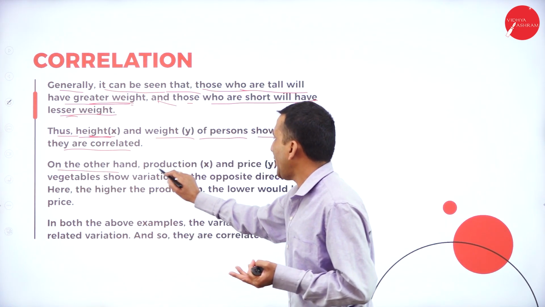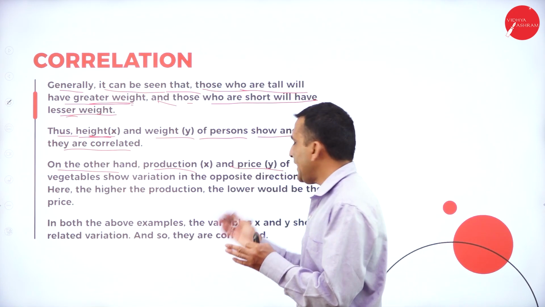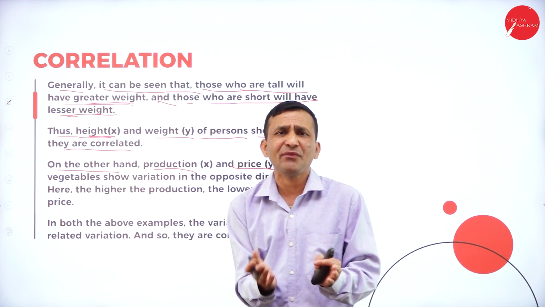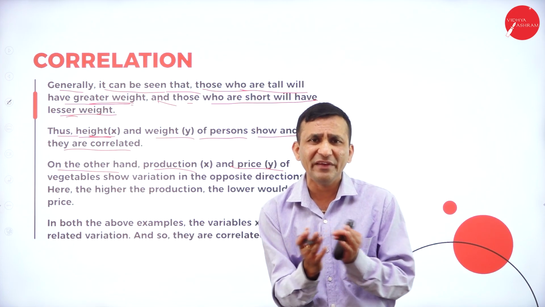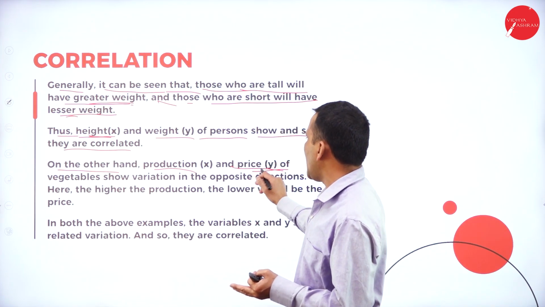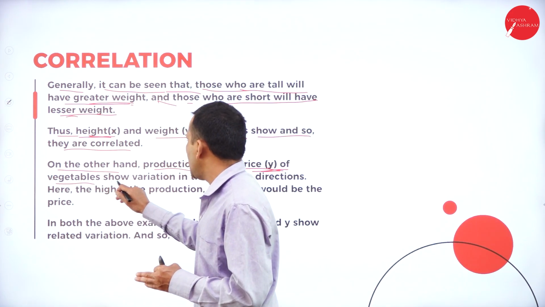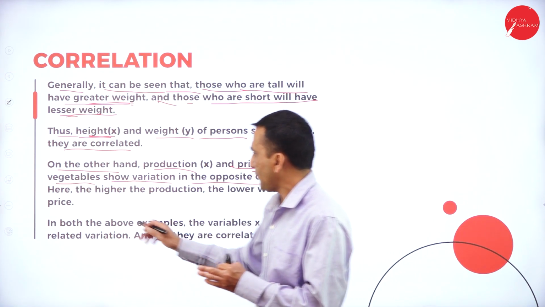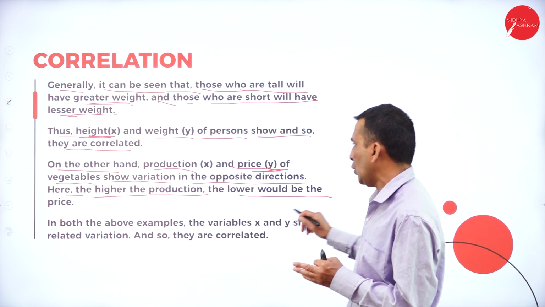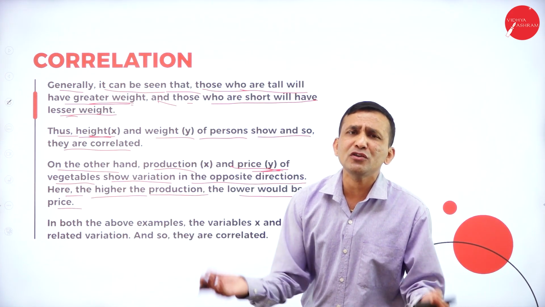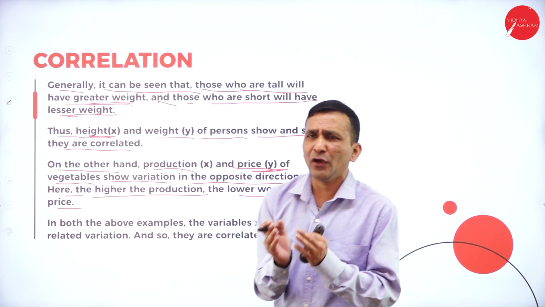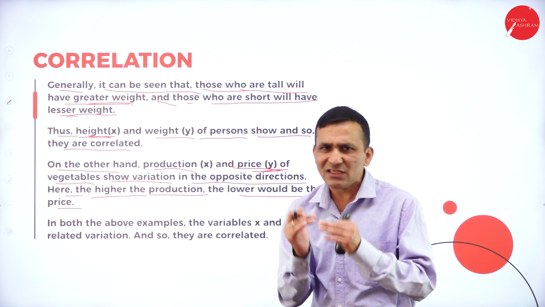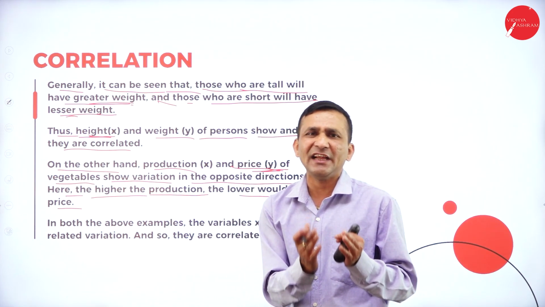On the other hand, production is one variable and price is another variable, or supply is one variable and demand is another. There are different types of variables we identify, and how they are related. Price is denoted by the symbol Y. These variables show variation in opposite directions. Here, the higher the production, the lower the price. Higher means mass production, and the price will be reduced. If anybody purchases only a limited quantity it is one thing, but if they go for bulk quantity, the price will be reduced. So of course, we are finding a relation.